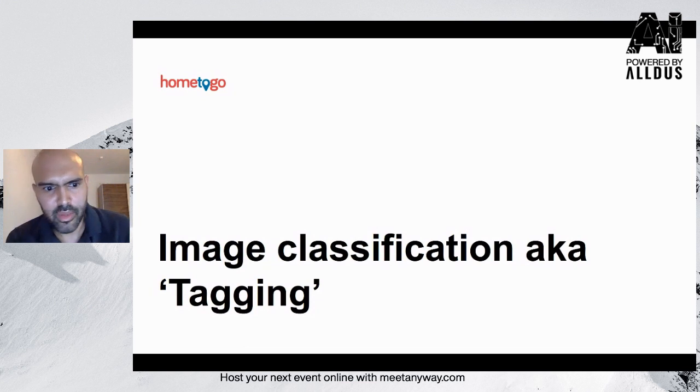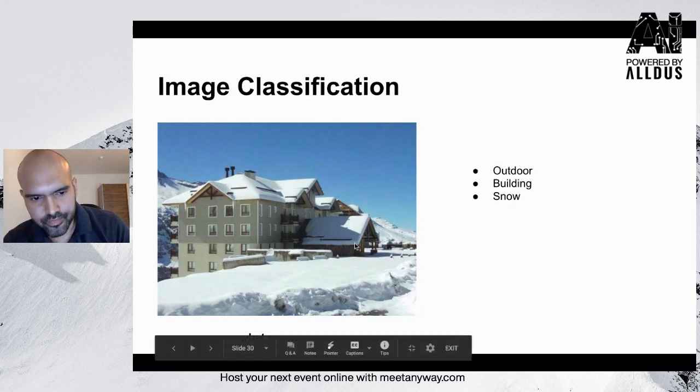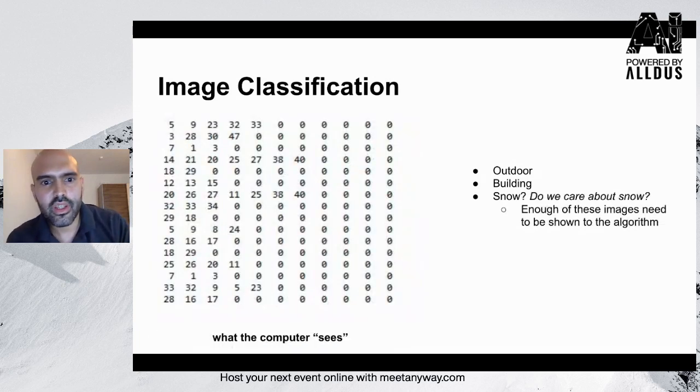I want to introduce you now to the topic of image classification, which we call tagging at Hometogo. And here we go back to the difference between what we perceive and what computers perceive. So here in this image, we see an outdoor image of a building that has snow, but the computer only perceives a matrix of numbers. So we need to be careful about whether these pictures that we're using for a classifier have enough samples to be shown to the algorithm.